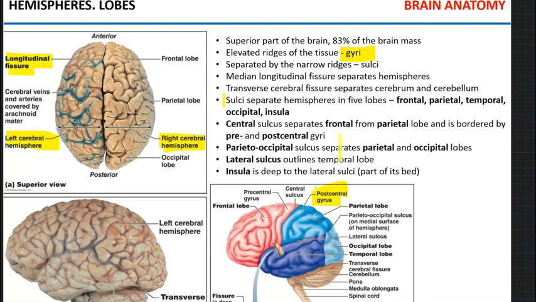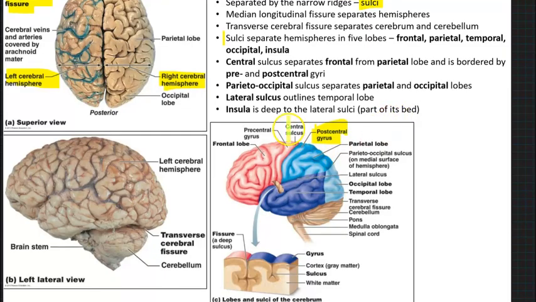And gyri are separated by sulci. For example, this is the central sulcus. By themselves, gyri and sulci don't have any functional relevance, but they're used to identify different lobes of the brain.